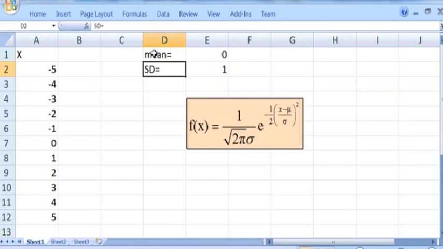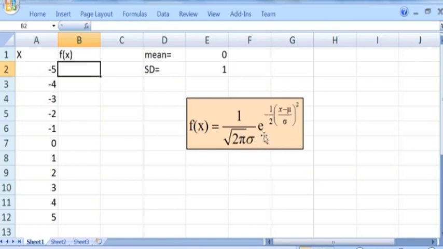So later we will experiment by changing the mean from 0 to any other value, and then we will experiment by changing the standard deviation from 1 to any other value. So currently I have taken some fixed values of mean and standard deviation. So now I have to type this formula f of x here in the next column. So this is f of x. So now we need to type this expression using an Excel formula.